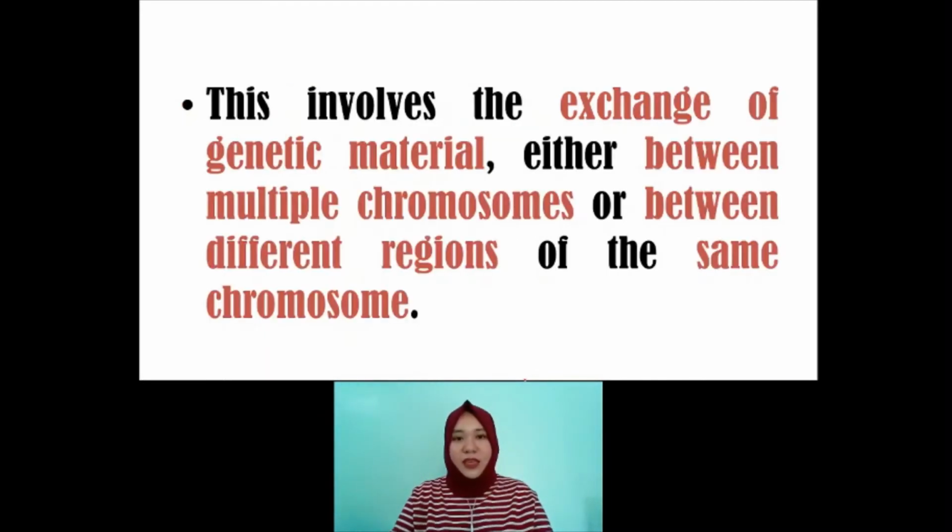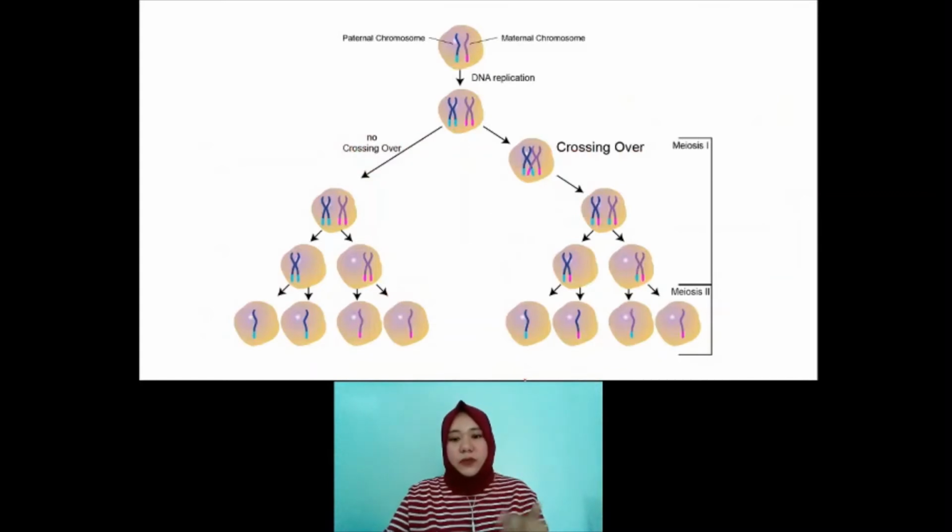It involves the exchange of genetic material either between multiple chromosomes or between different regions of the same chromosome. So what you see in this class are traits or genes carried in a particular chromosome, and then you recombine them in another chromosome. It could come from another offspring, from another species, or from another individual to another individual. Okay? So that's genetic recombination. Genetic recombination could happen naturally, or it could also happen through the use of technology, or biotechnology.